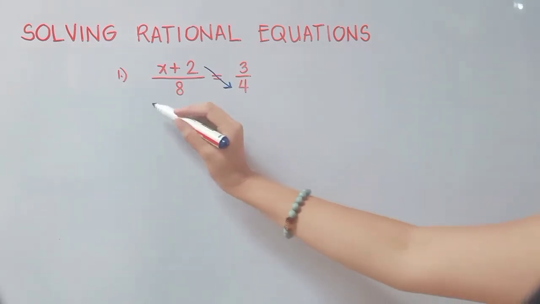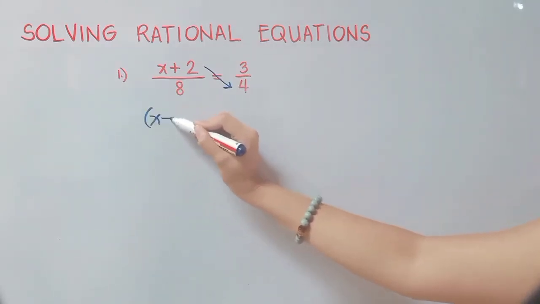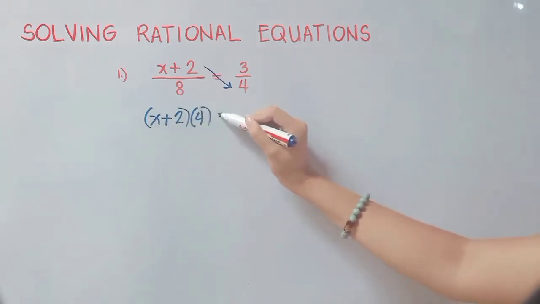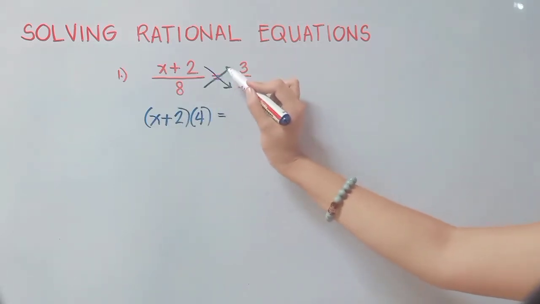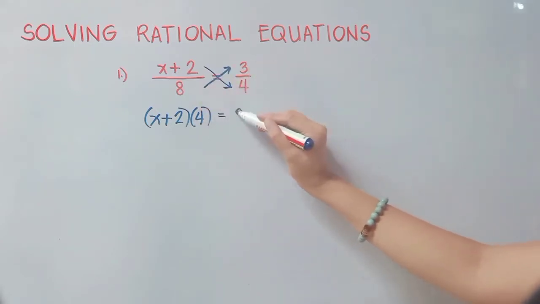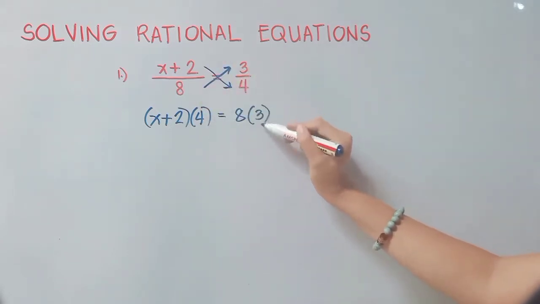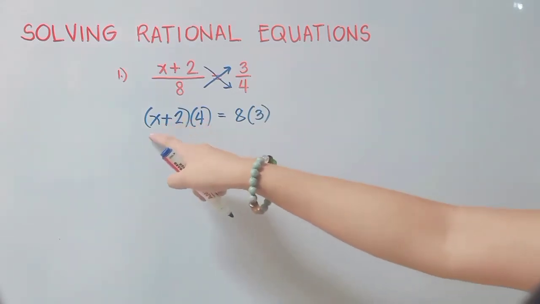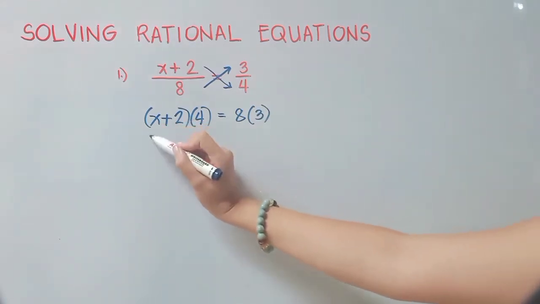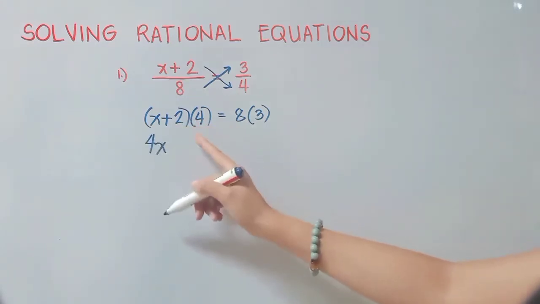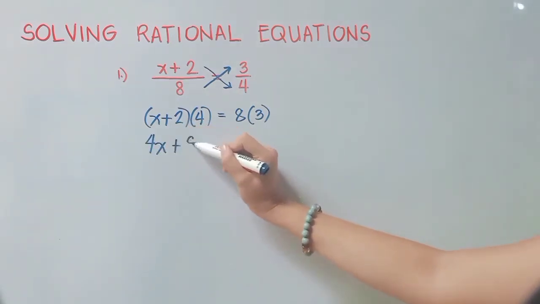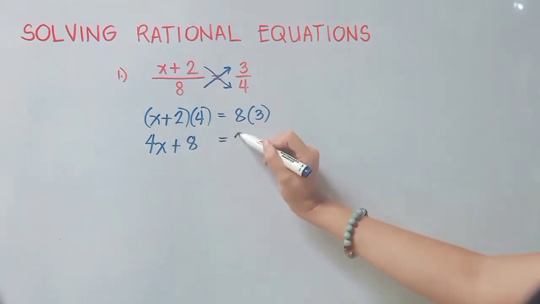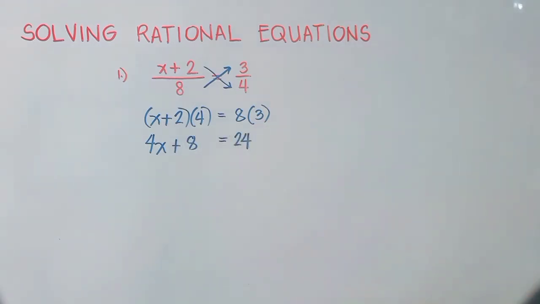In here, we will multiply the numerator and the denominator is equal to, on the other side, the denominator of our first fraction multiplied to the numerator. So that would be 4 times x is 4x, and then 2 times 4 is 8. And this side, 8 times 3 is equal to 24.